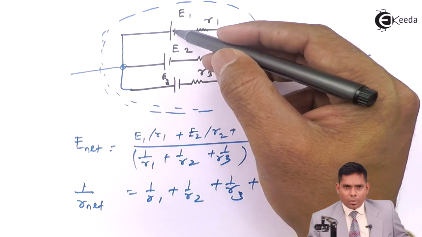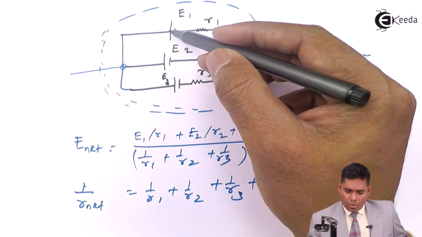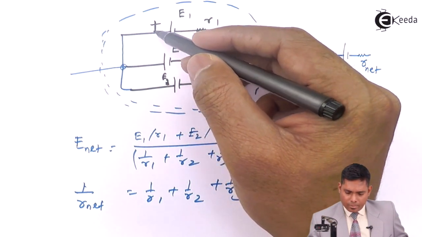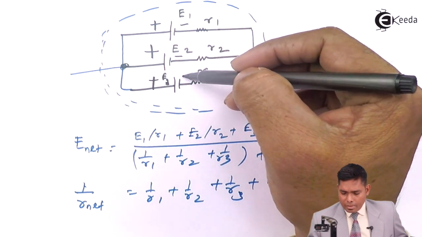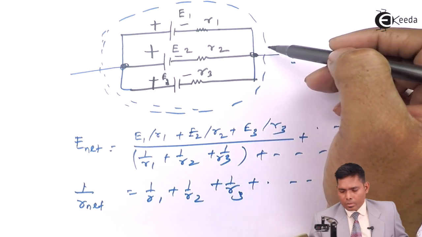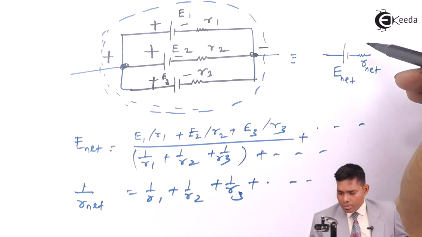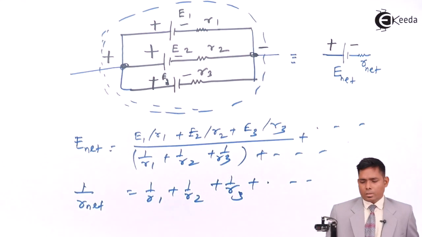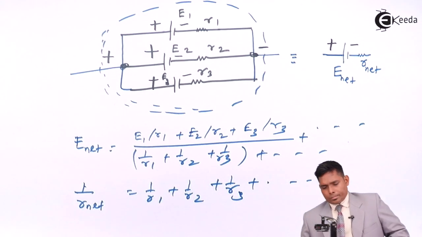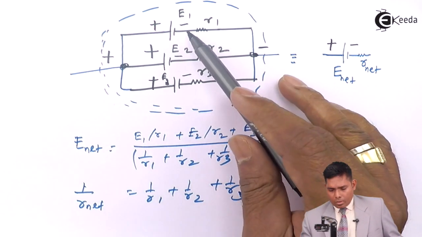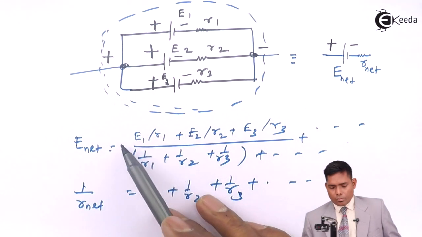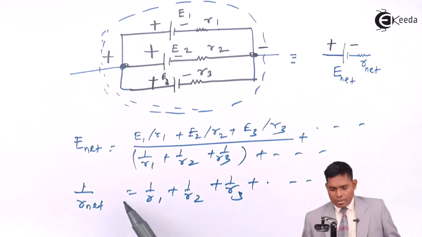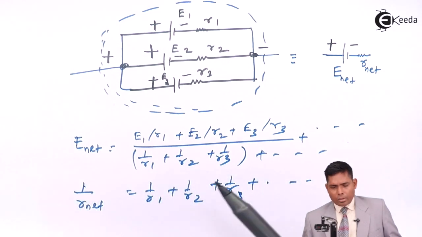If any one of the cells is wrongly connected... Here all the positive terminals are connected to this point. Here all the negative terminals are also connected to this point. So this is negative, this is positive, this is negative, and this is positive. This is the outcome. The combination of this has an equivalent value. If you have one cell whose EMF is this, and internal resistance found from here, then you can replace the whole combination by a single EMF and resistance.